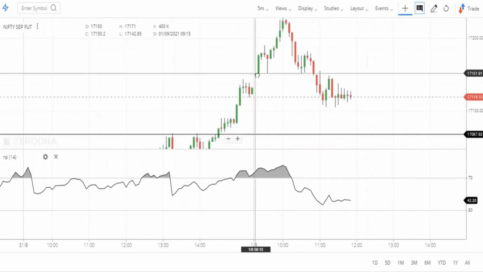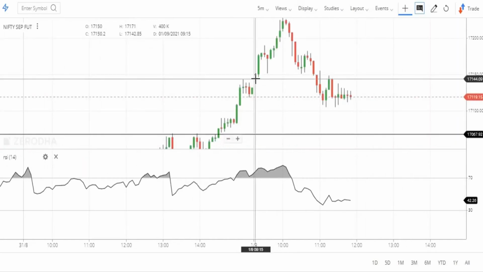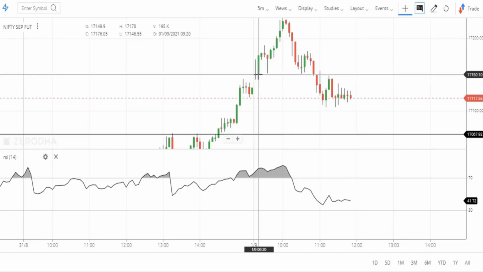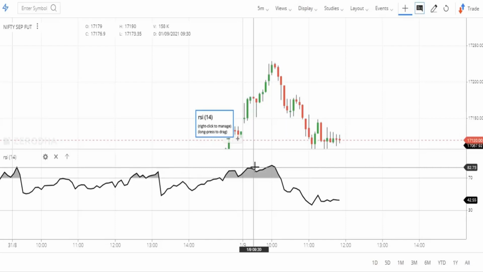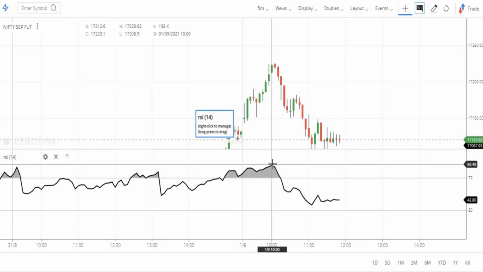People might be thinking this is overbought. Heck no. This is the momentum. And then when it went above, the RSI went above 85, 90. It didn't go to 90, I guess. Okay, it went to 85, 86 levels.